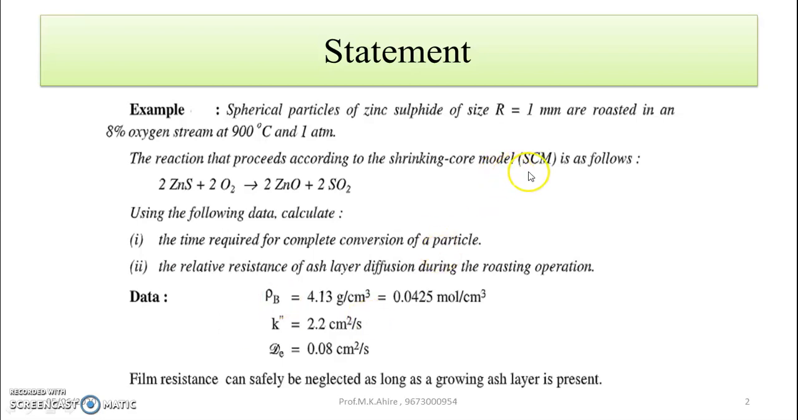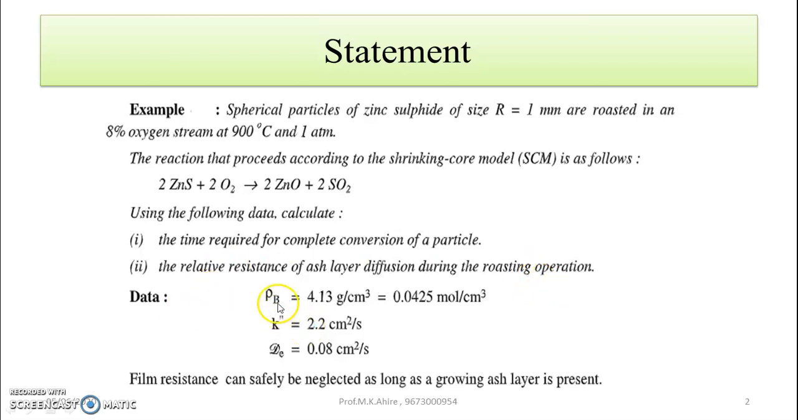Also they have mentioned one thing, that the reaction is proceeding according to the shrinking core model. Now what is the requirement? The time required for complete conversion of the particles, that we have to find. Then the relative resistance of the ash layer diffusion during the roasting operation, that also we have to find.